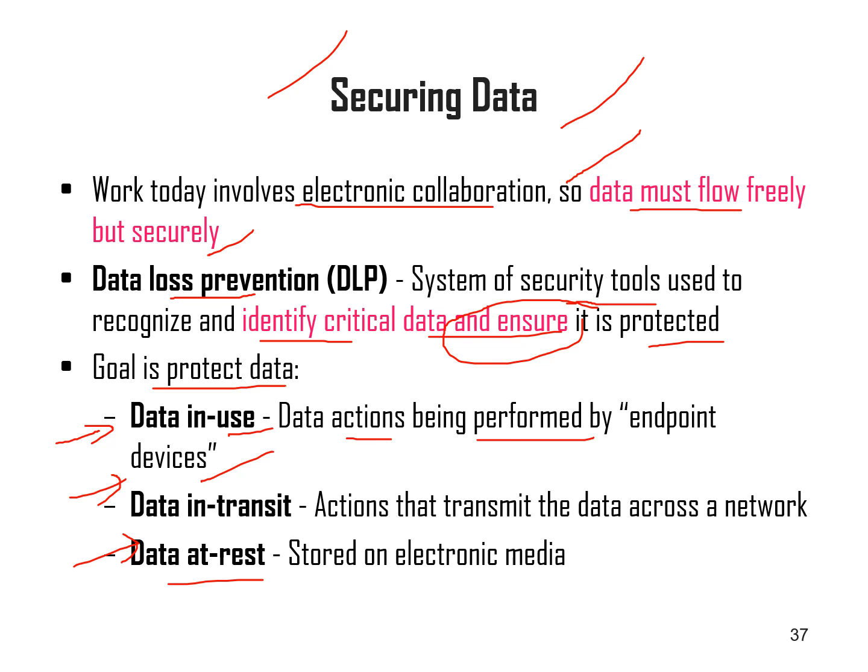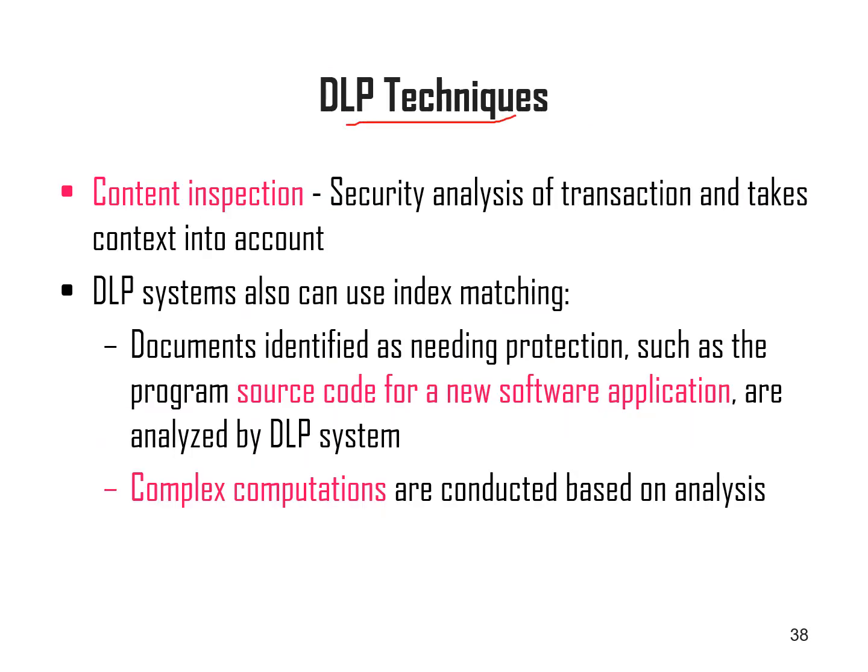For example, if I am using a laptop and processing a Word document, that is data in use. What is meant by data in transit? Actions that transmit data across a network. If I am sending the same Word document to my friend, it has to pass through the network, so that is data in transit. What is meant by data at rest? Data stored on electronic media. If I am saving data on my USB drive, that is data at rest. So what is meant by DLP techniques?